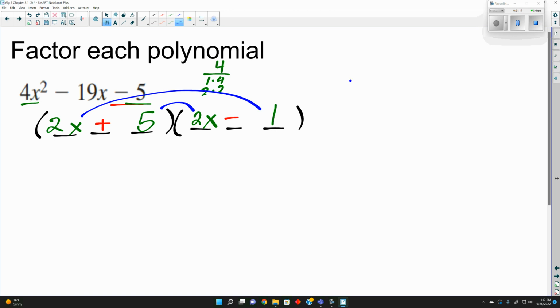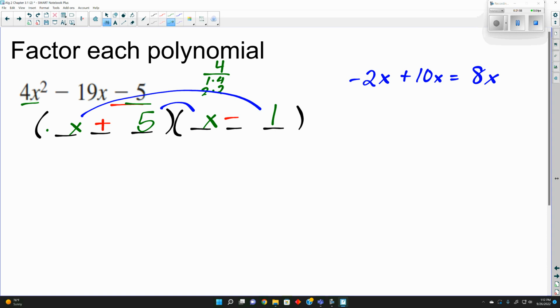2x times negative 1 is negative 2x. 5 times 2x is plus 10x, which gives us a positive 8x. 10 minus 2 would give us 8. So we can flip it, but would flipping the 1 and 5 really change anything? Yeah, it would make it negative 8x because the 2x would become positive and the 10x would become negative. So we can switch the 2 and 2 with 1 and 4.